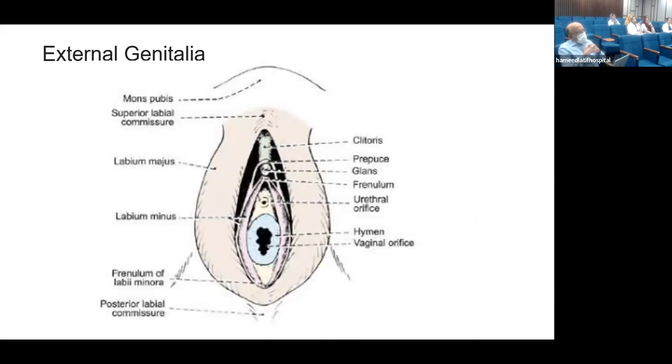this area is called the mons pubis. These two large folds are called the labia majora. The inner ones are called the labia minora, and this whole area is called the vestibule. The upper opening is called the urethral opening, and this opening is called the vaginal orifice or vaginal opening. And above the urethral opening, this small structure is called the clitoris, which is covered by two thin folds, which are called the prepuce of the clitoris.